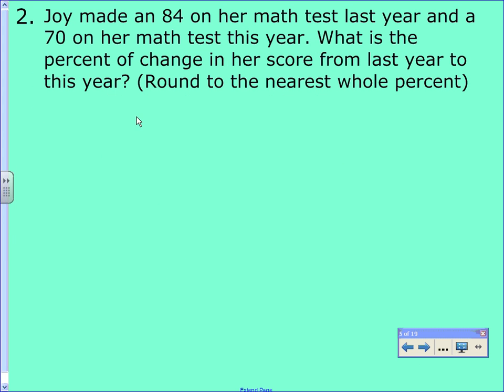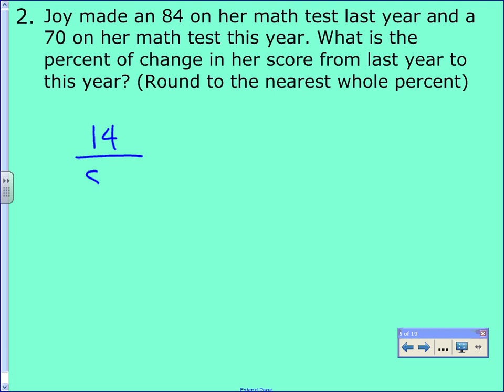Joy made an 84 on her math test last year and a 70 on her math test this year. What is the percent of change in her scores from last year to this year? And then it wants us to round to the nearest whole percent. So the difference between 70 and 84 is 14. I think most of us can do that in our head. And this was last year, and this was this year. So Joy did 14 points worse on her math test this year than last year.